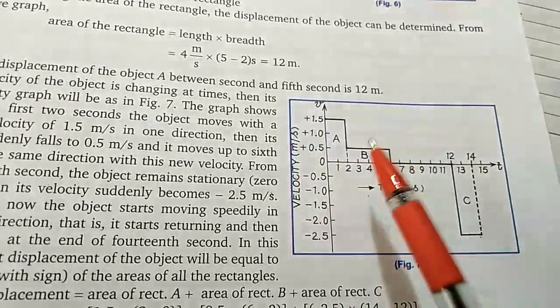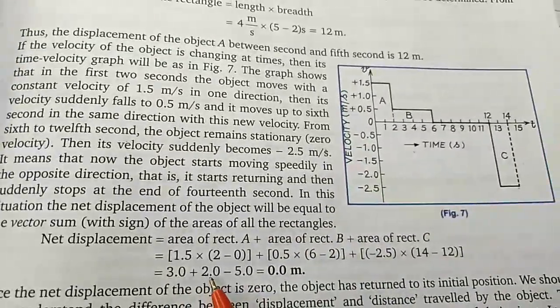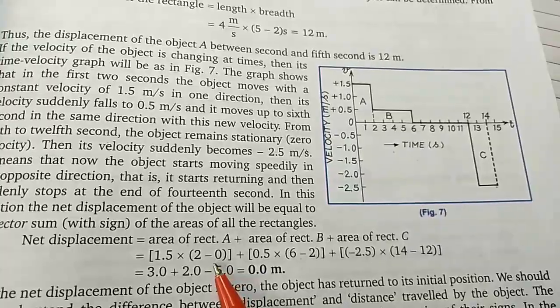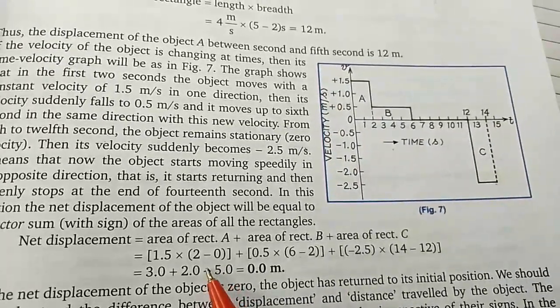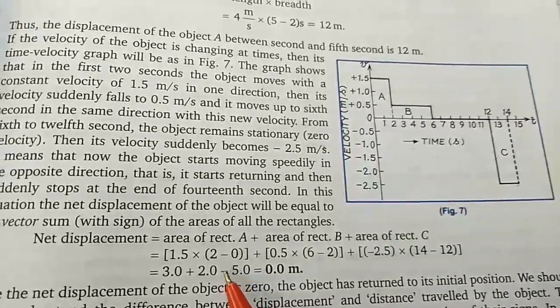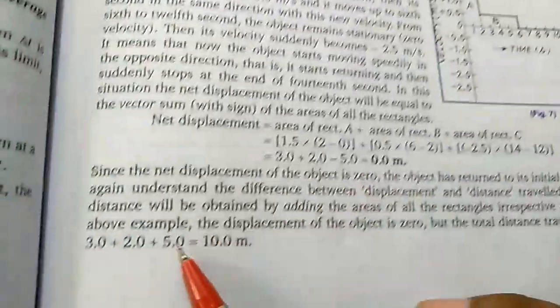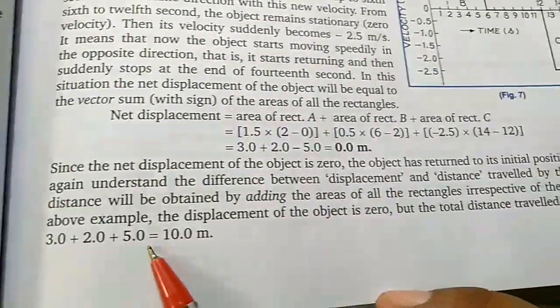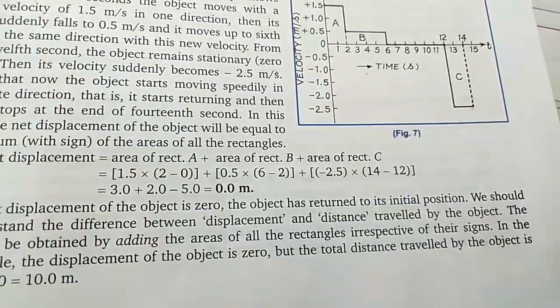But if I'm asking what is the total distance, this is plus 3 plus 2, and why negative? Displacement is a vector quantity. I'm asking for the distance, so it will not be negative, it will be positive. If we are talking about the distance, no negative sign, this will be positive. So 3 plus 2, 5, 5 plus 5, 10. See here, for the displacement, 3 plus 2 plus 5, 10. But this is the total distance traveled by the object.